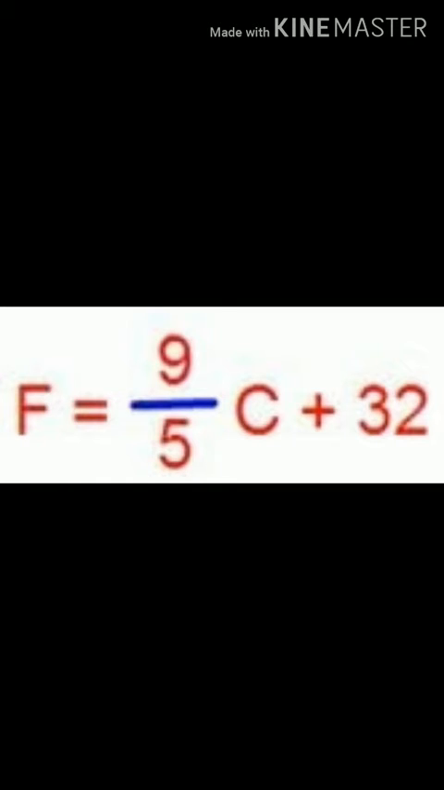Converting the temperature from Celsius to Fahrenheit. The formula is F equals 9 upon 5 into C plus 32. In this formula, step first is to multiply the number of degrees by 9. Step second, divide the product by 5. Step third, add 32 to the result.